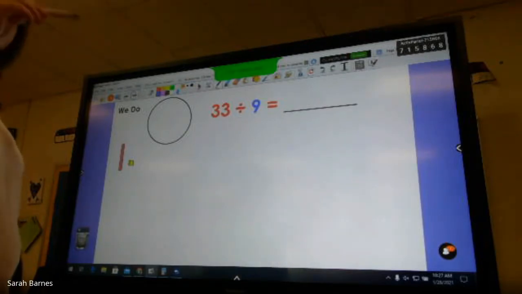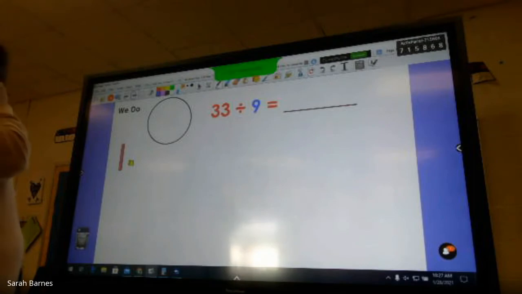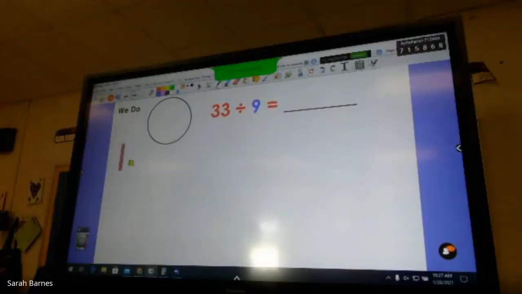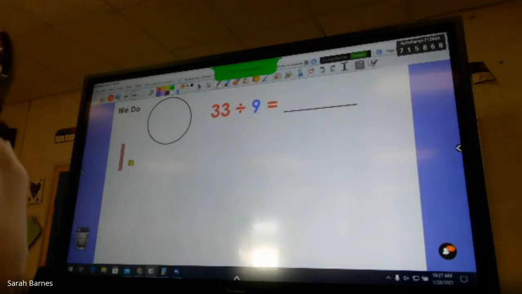When you write your problem down, give us a thumbs up because I'm ready, Miss Barnes. I have mine written down, so I'm ready. Perfect. Okay, we're all working together, so you can raise your hand and unmute, and we're going to help Miss Barnes. We're all going to do it together. Okay, I think we're ready, Miss Barnes.